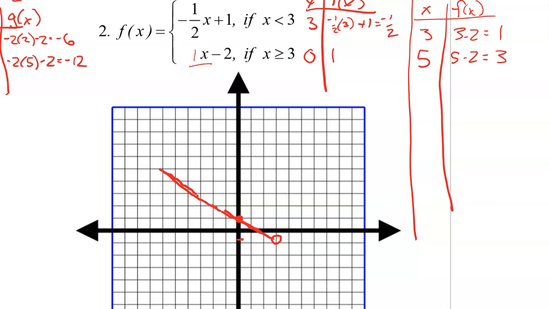For x greater than or equal to 3, this will be a closed circle at the point x equals 3 and y equals positive 1. And it will go upward at a slope of 1, so when x equals 5, y equals 3. We'll draw our arrowheads to show that the graph continues after those points.